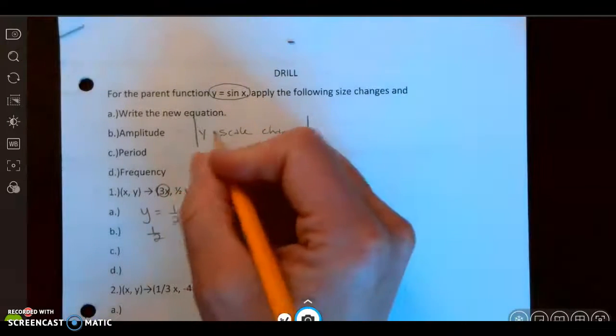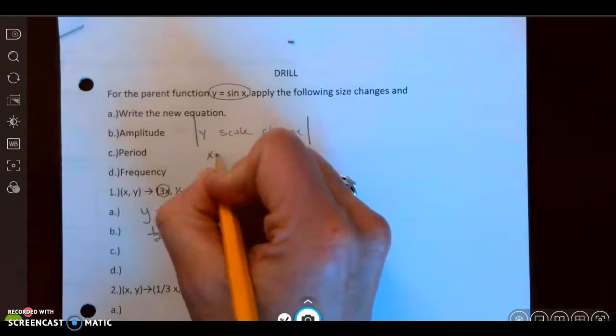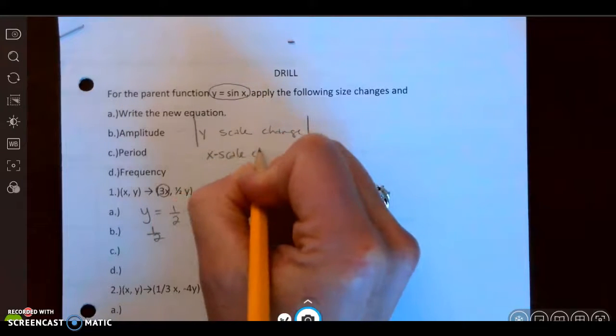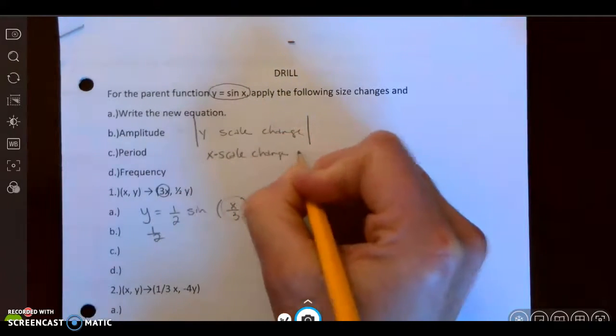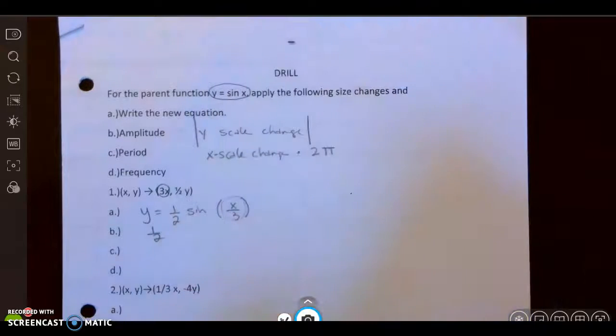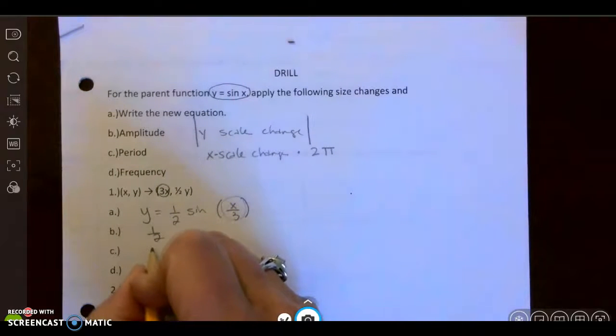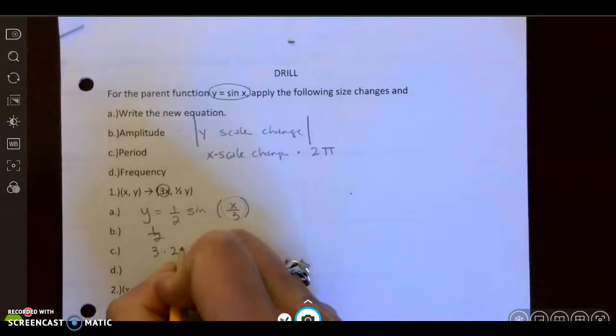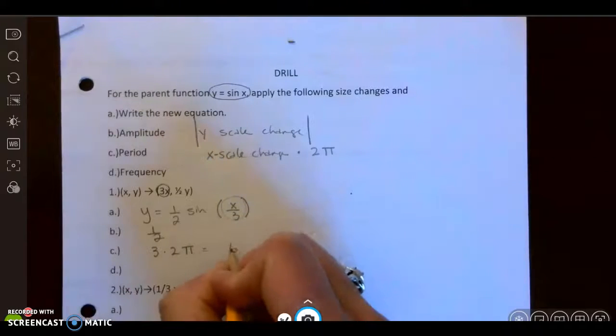The period is the x scale change times 2 pi, since 2 pi is the normal period. So that would be 3 times 2 pi, which is 6 pi.